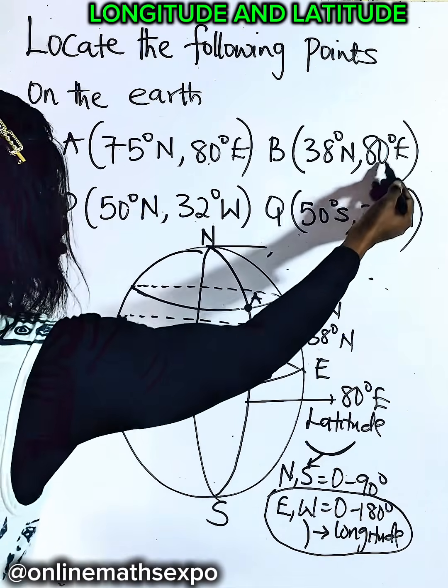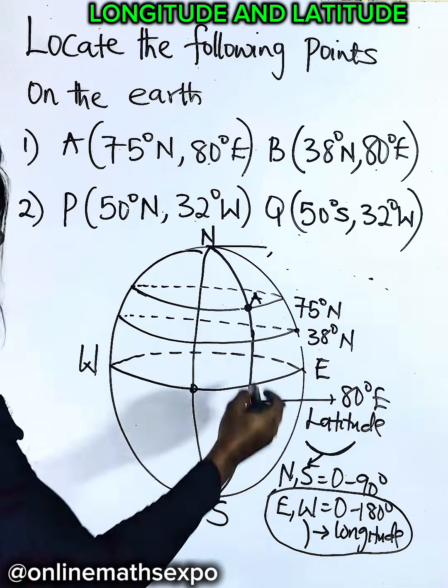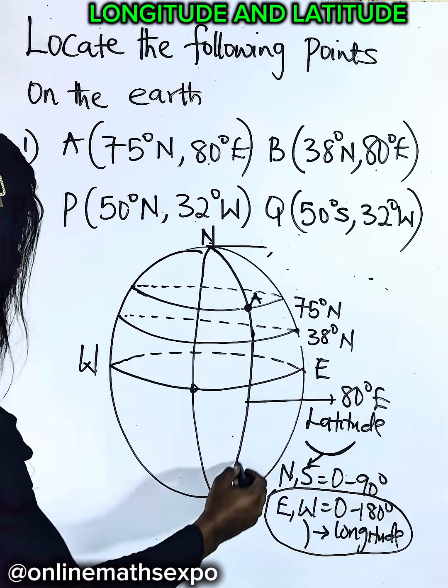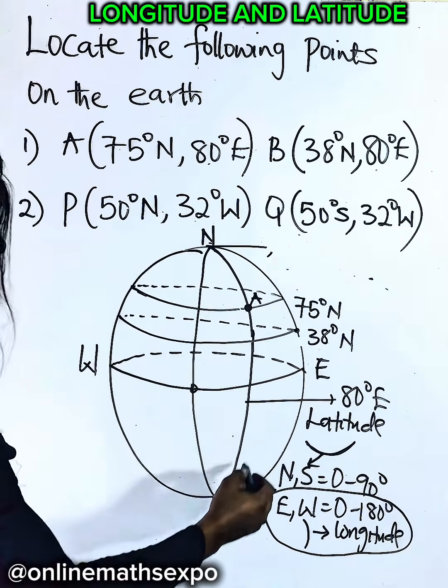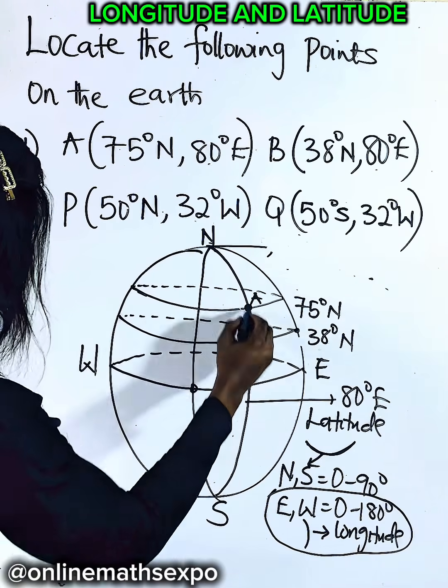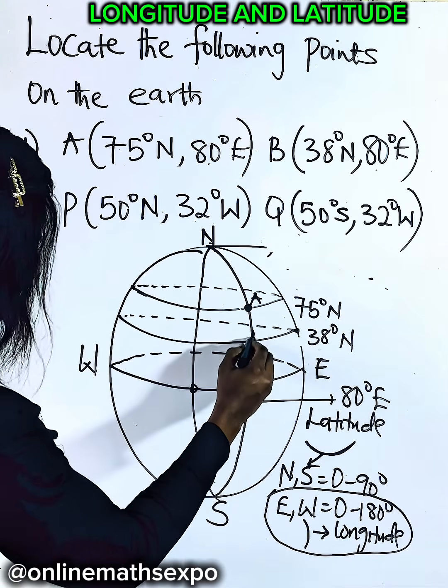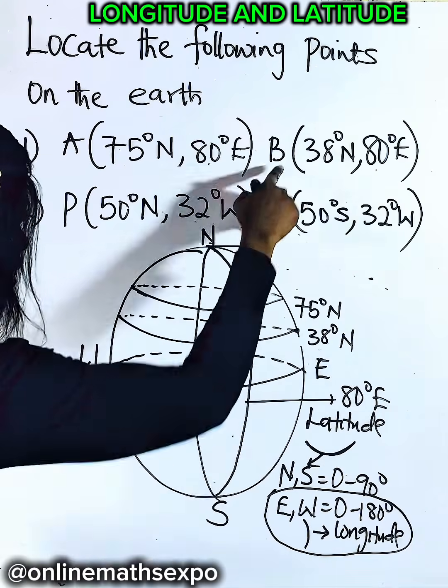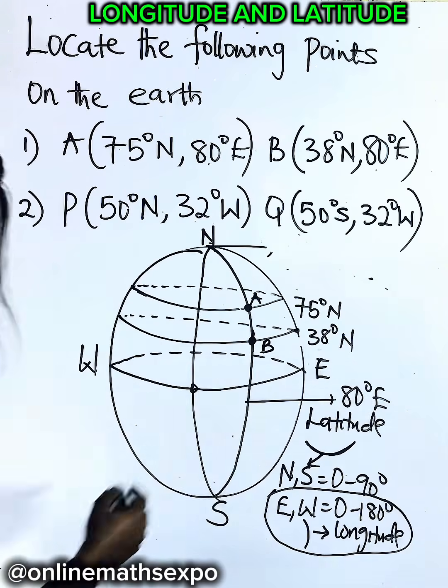To complete it, 80 degrees east. We've already shown 80 degrees east. This is our 80 degrees east. So where do the 2 lines intersect? This is the first one, and this is the second one. So they both intersected here, and that is the point where you can find point B.